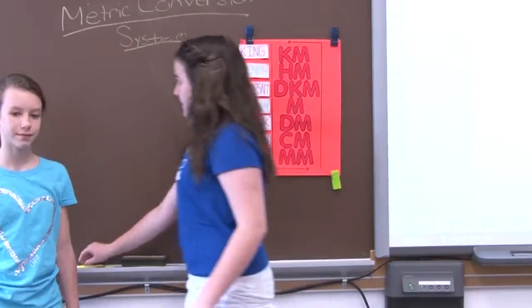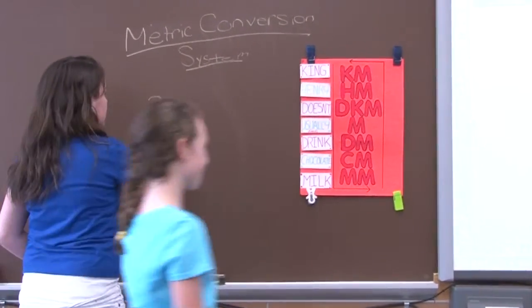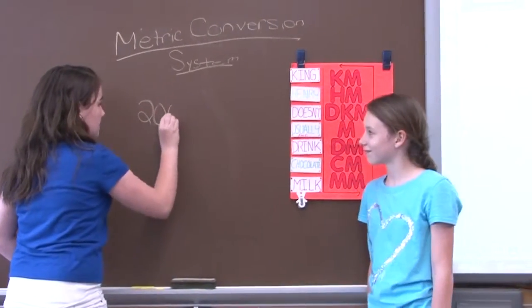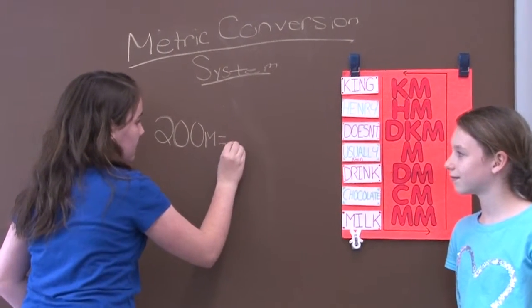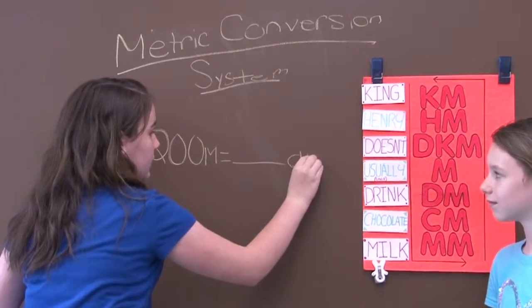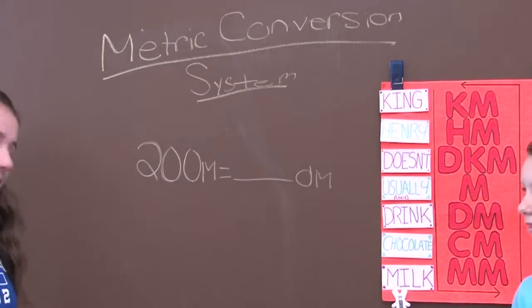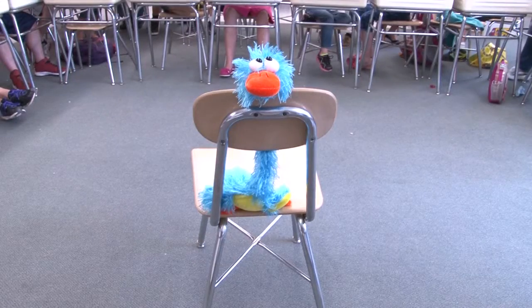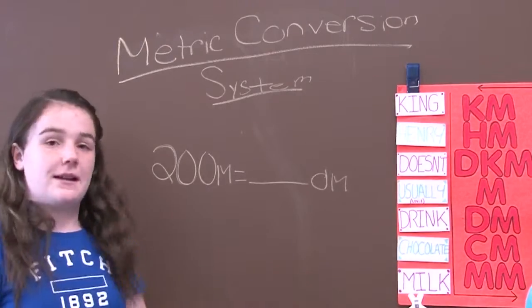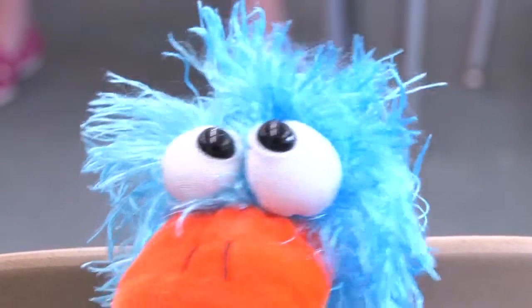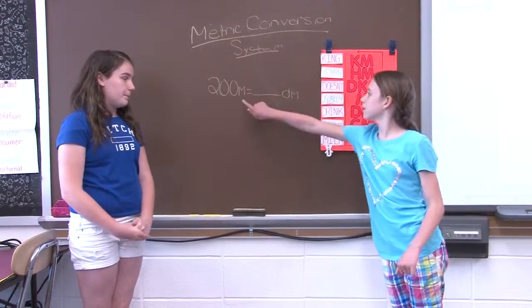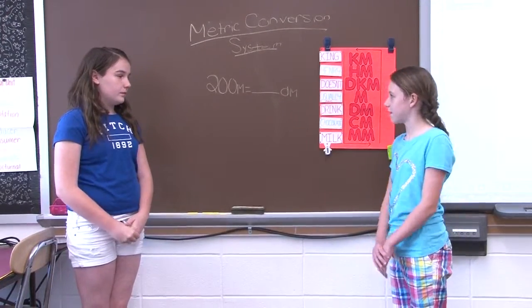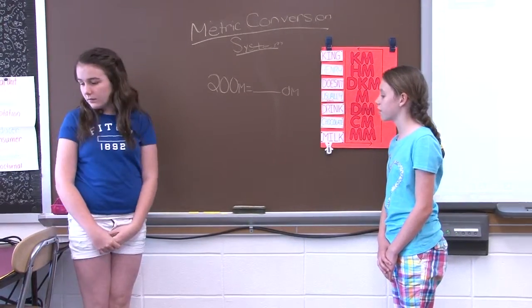The problems will look like this. "200 meters equals blank decimeters." If you get confused with the letters, you can always look back at the chart. Okay, that is helpful. First, you see which of the two units, in this case, meter or decimeter, is bigger. Then you mark the bigger one with a B and the smaller one with an S.